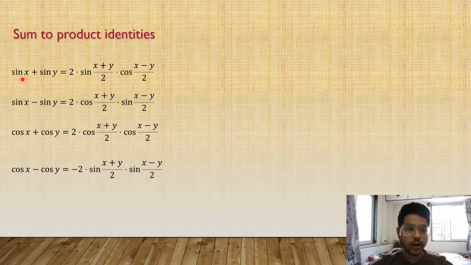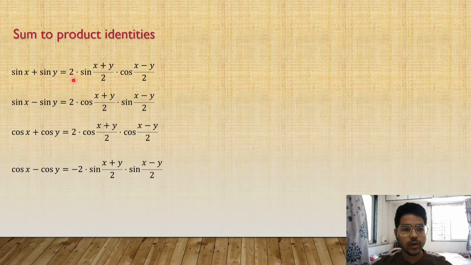In this format, the sum of any two sine or cos identities will be given, and we have to convert it into a product identity, as you can see here. So our first formula is sine of x plus sine of y is equal to 2 into sine of (x plus y) divided by 2, this will come in the bracket of sine, and cos of (x minus y) divided by 2.